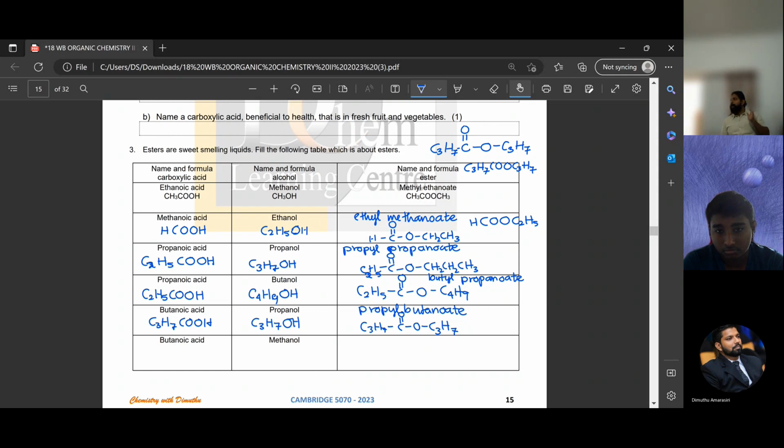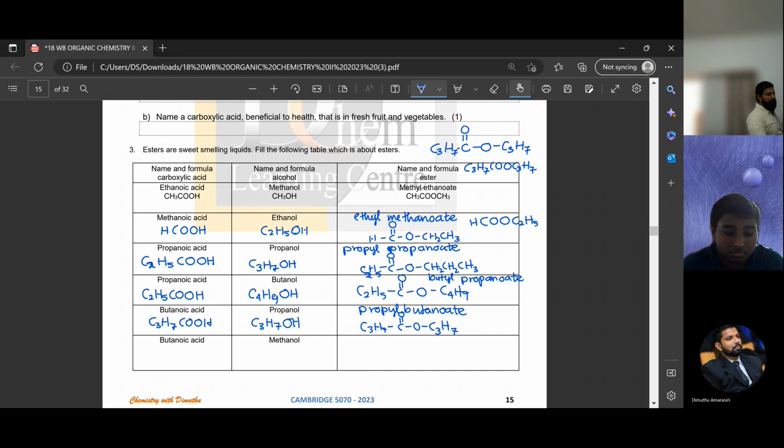If it says displayed formula, you have to draw it out. This also shows you the structure of the acid. But it's always safe to draw the displayed formula. In a displayed formula all the carbon hydrogen bonds are shown, so you must write these out.